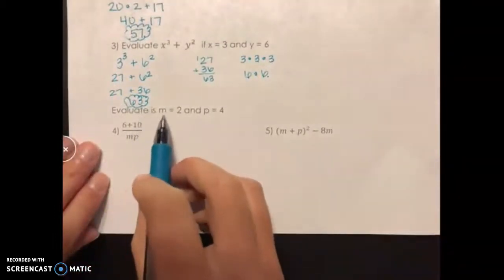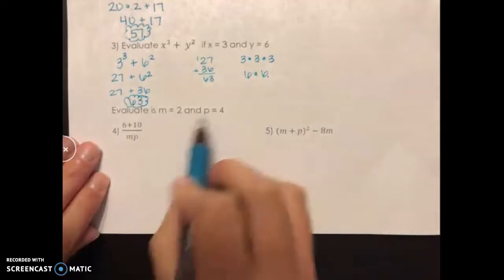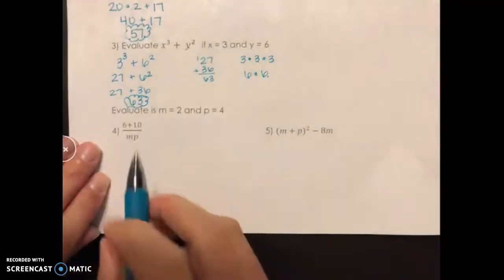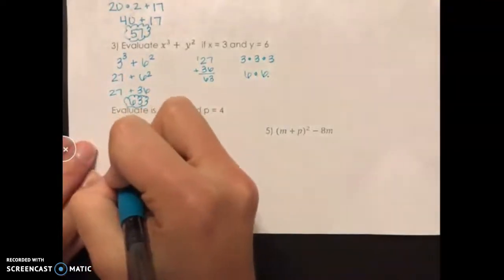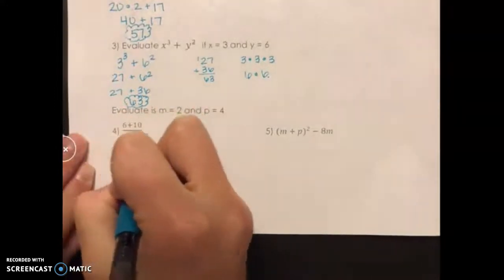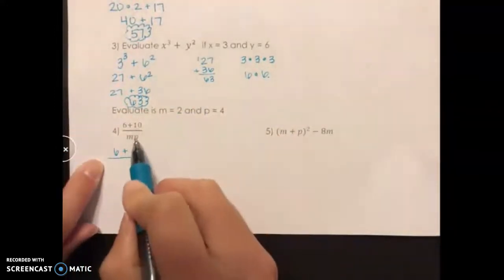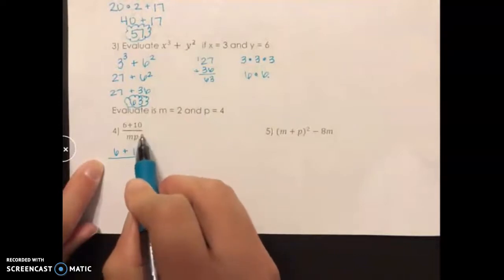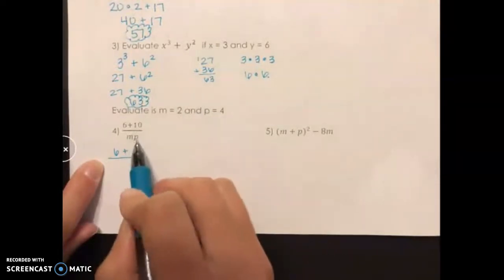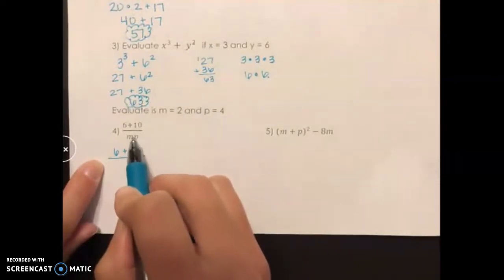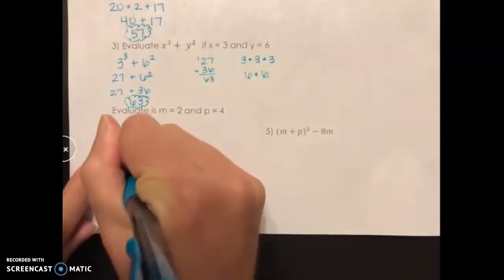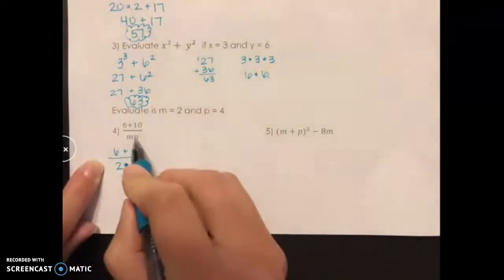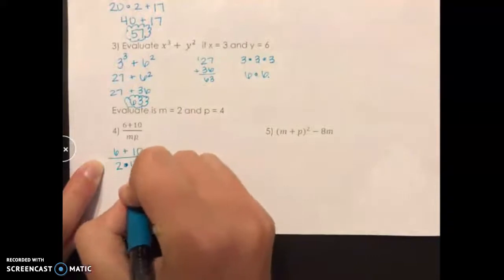So evaluate. M is 2 and P is 4. Okay, so let's go ahead and let's just rewrite what I've got here. So 6 plus 10. Okay, instead of writing MP, notice, guys, it's MP. Am I going to write 2 and 4, just 24? No. Variables together mean to multiply. So M is 2 times P, which is 4.